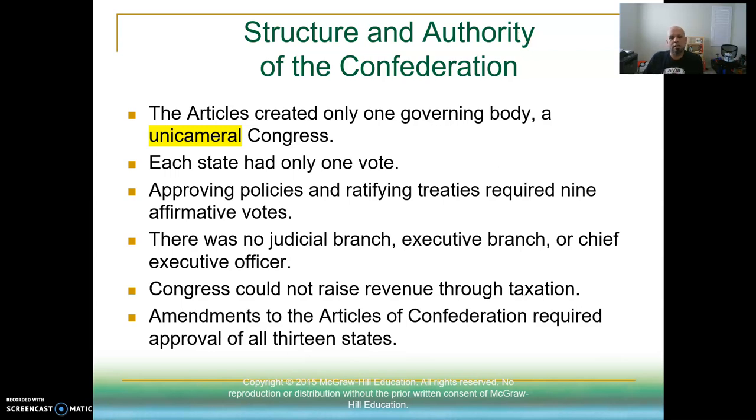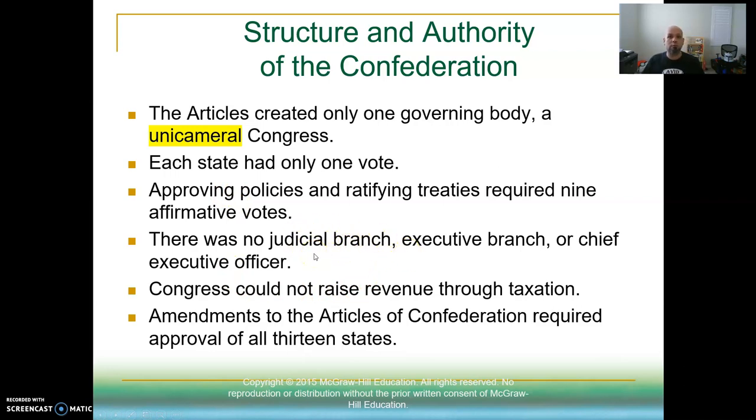Because remember I said each state had a delegation there. Even amongst the delegate members from individual states, they couldn't even agree to cast one vote. So never once did they change the Articles of Confederation. That actually ends up being a weakness of it, along with not having the power to tax, not having a strong central authority, and not having a judicial branch.